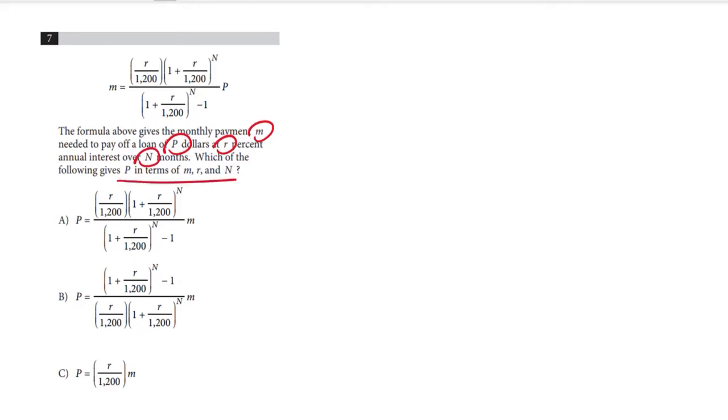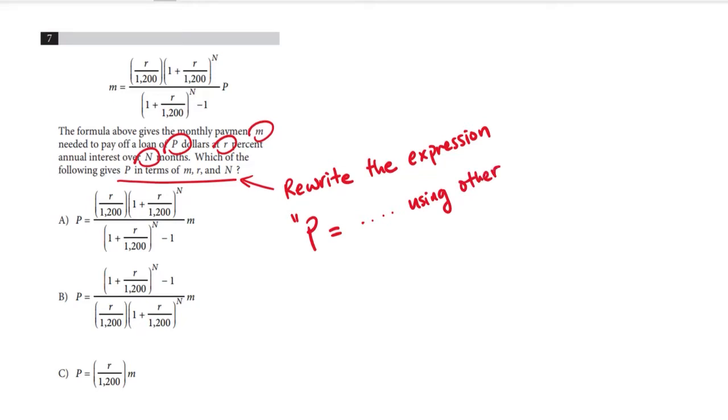This phrase is just asking you to rewrite the equation in the form of P equals something, using the other variables: M, N, R, and nothing else, on the right side of the equation, and just the P on the left side. So what I'm going to do is simplify this expression.